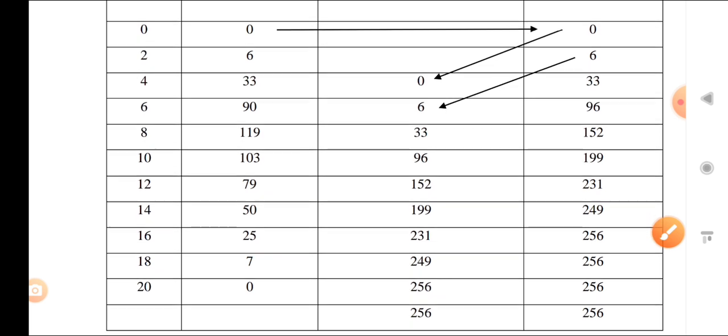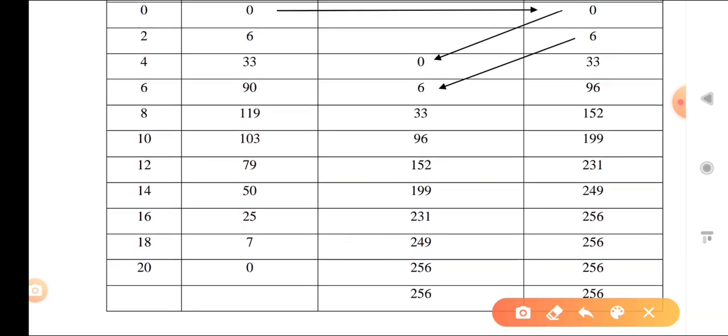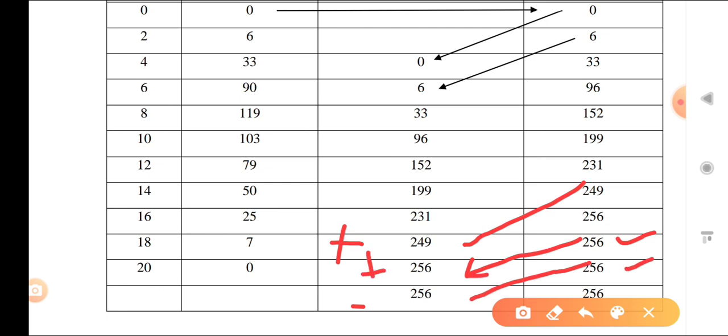Now that 249 goes below to 231, so the next is 7 plus 249, it is 256, and that 256 goes below, so that is 0 plus 256, it is 256. So here the maximum discharge is 256. In that way you can find your S curve.